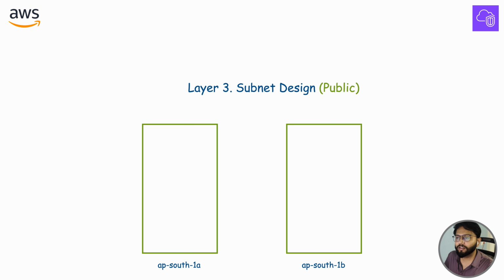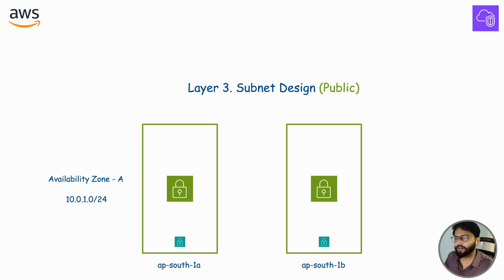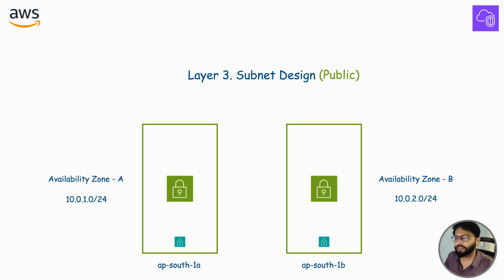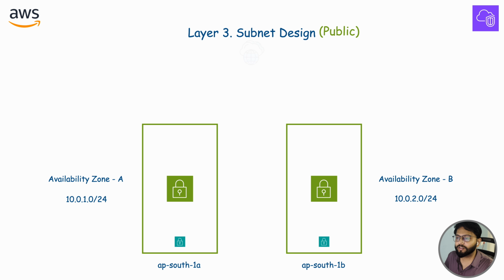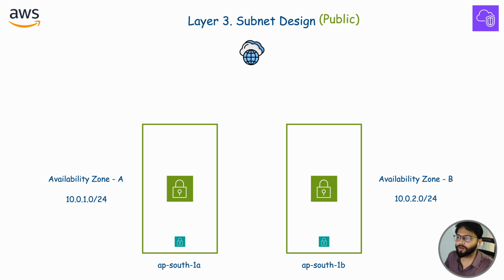Layer 3, subnet design. In each availability zone, we create two subnets. Public subnets, which are internet facing: AZ A has CIDR 10.0.1.0/24, AZ B has 10.0.2.0/24. These are for public resources like load balancers, bastion hosts, and NAT gateways.